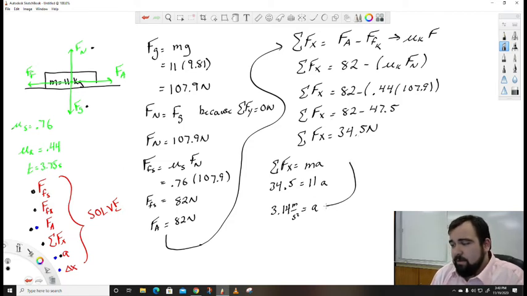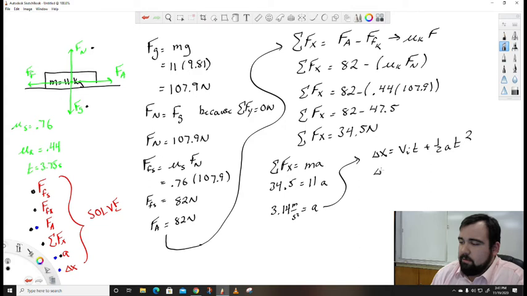Now that we have this, we can find the last bit of information we need, which is how far the flower travels in that 3.75 seconds. And to do that, go back to the kinematic equations. Delta x is what we're looking for. We have a Vi of 0. The flower started off at rest. We know the time, 3.75 for both t values, and the acceleration of 3.14.